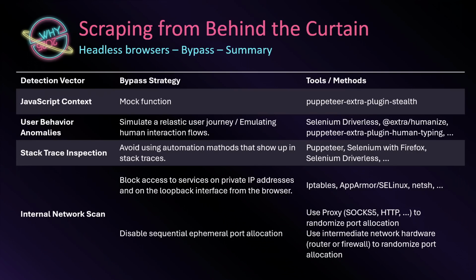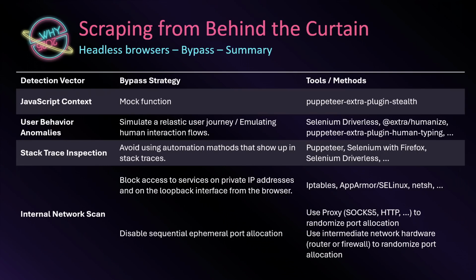For the user behavior anomaly, you need to simulate a realistic user journey, so emulating human interaction flow. For example, when you fill an input, you need to see the input, click on it, and generate onKeyUp or onKeyDown events, etc. You have a lot of tools for that. Selenium Driverless does that natively. You have the NPM package Extra Humanize. You also have Puppeteer Extra Plugin Human Typing to avoid generating too-fast typing.